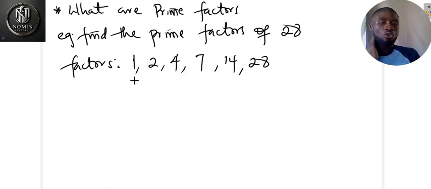Now, which of these factors is a prime number? So remember, we'll now take PF. PF is prime factor. So remember, 1 is not a prime factor. Why? Because it doesn't have two factors. It only has one factor. 1 is the only one that can divide 1 without any remainder.